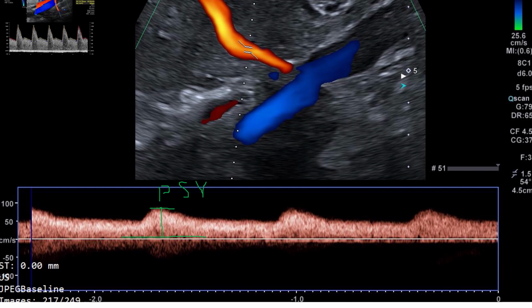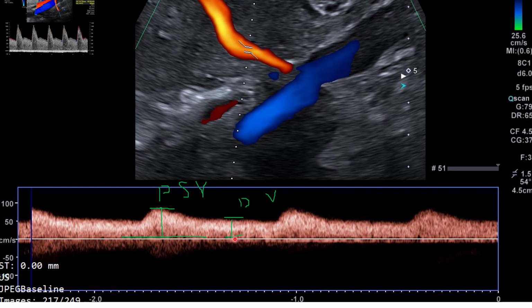Then the distance from here to here, that's the diastolic velocity. This is the diastole. So you can see that's the diastole there. So this is the diastolic velocity there. That's the diastolic velocity. So as you can see here, that's our diastolic velocity there. So what we are measuring is this one. This is what we are measuring.